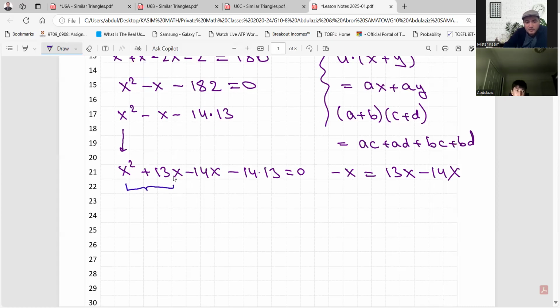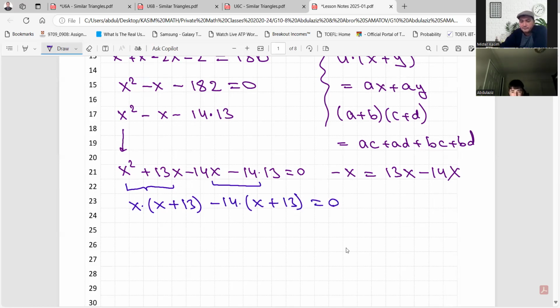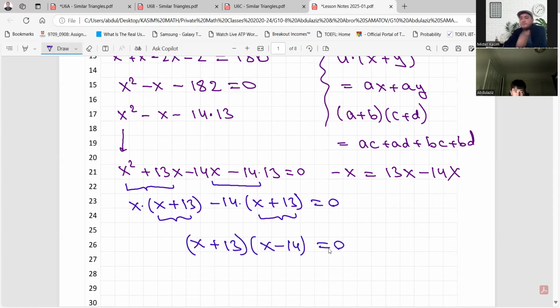Now x squared plus 13x. X is a common factor here. So factor out x, and here we have x plus 13. And now here, negative 14 is a common factor. So here we have x plus 13 is equal to 0. And now if you look at this carefully, x plus 13 is a common factor. X plus 13 times x minus 14, that's equal to 0.